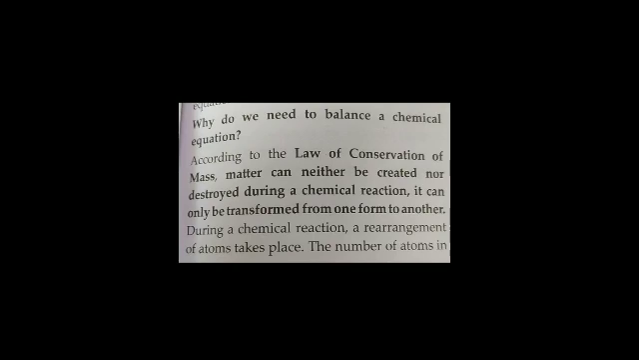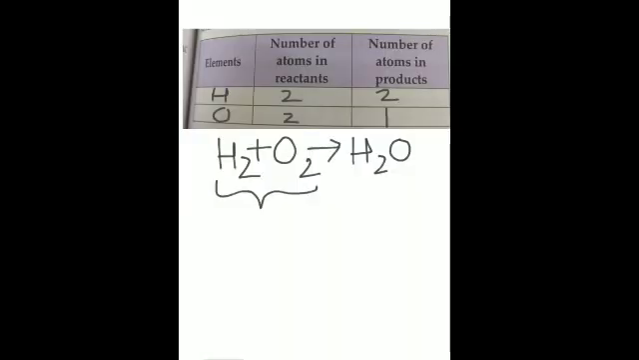Is that clear? And how is it followed? That the number of atoms of the same type in the reactants is equal to the number in the products. Is that clear? So this is the law of conservation of mass. So I have told you what is the need to balance a chemical equation.